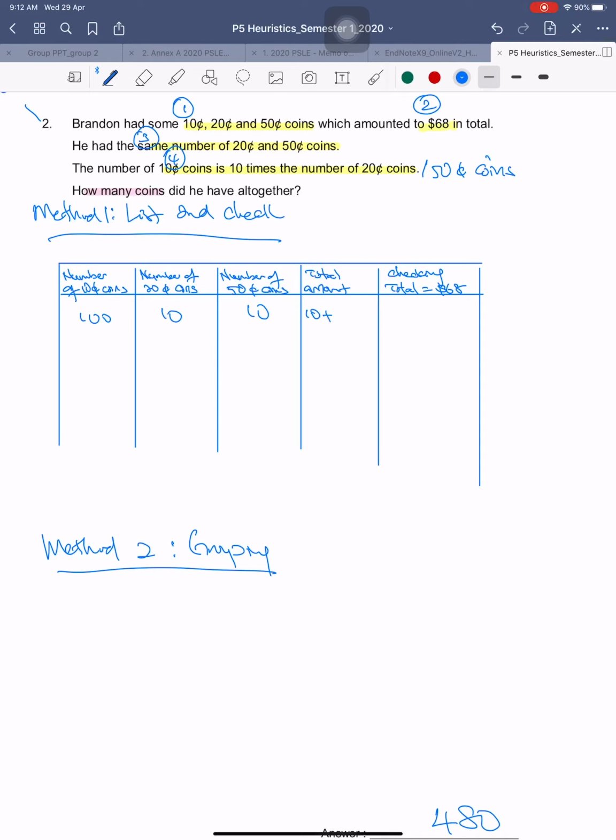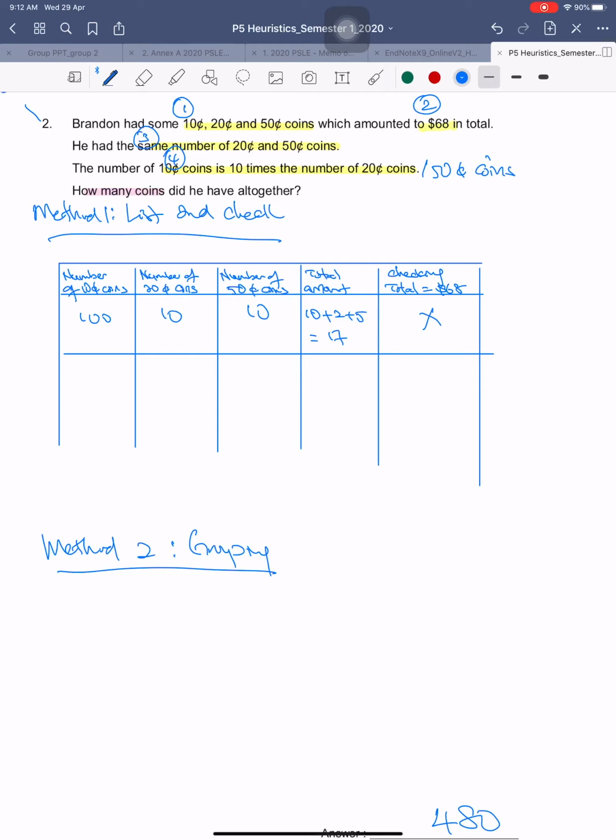So with 100 10-cent coins, that is $10. 10 20-cent coins, that is $2. 10 50-cent coins, that is $5. Add up, 17. The total has to be 68. Of course I'm too far away, it cannot be the answer. So maybe I should be a bit ambitious. I'm too far away. $17, the actual amount is 68.